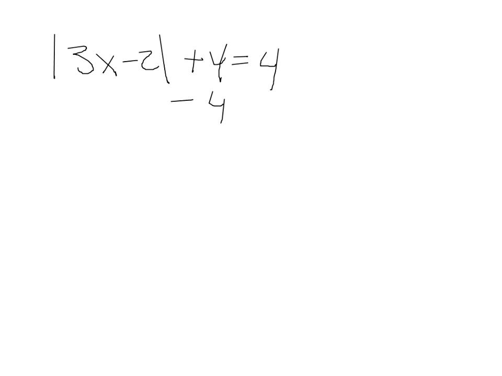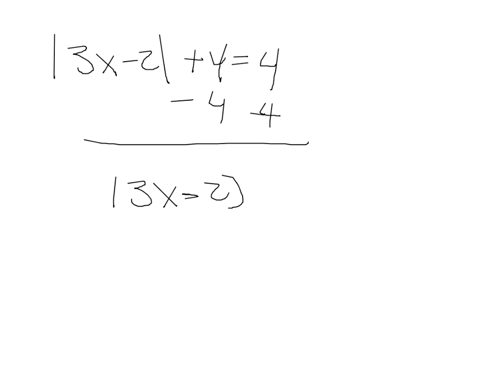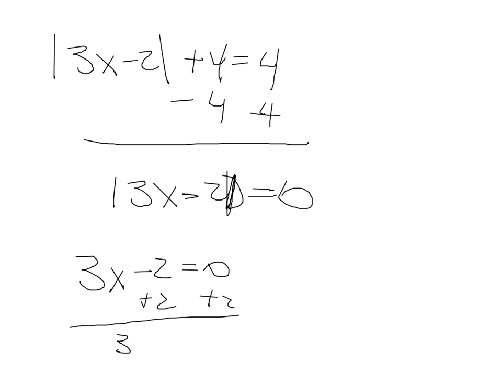Alright, next, the absolute value of 3x minus 2, plus 4, equals 4. So I start off by isolating the absolute value. So I subtract 4 from both sides, and I get the absolute value of 3x minus 2 is equal to 0. Well, there's only one 0, so 3x minus 2 needs to equal 0. Add 2 to both sides, and then divide both sides by 3. So x is equal to 2/3.